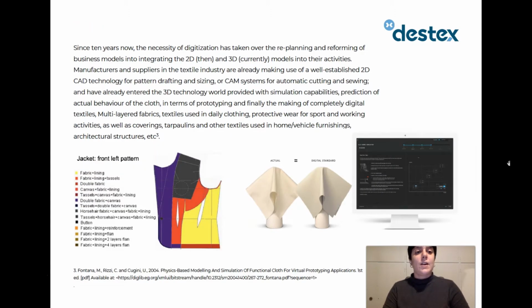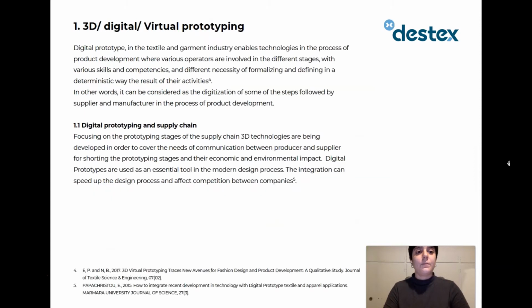For 10 years now, manufacturers and suppliers have been making very good use of their well-established 2D technologies while the 3D technologies are still in their infancy. However, there are parts in the supply chain of a textile management process, the prototype stages, where digital prototyping can take the place of the original ones.